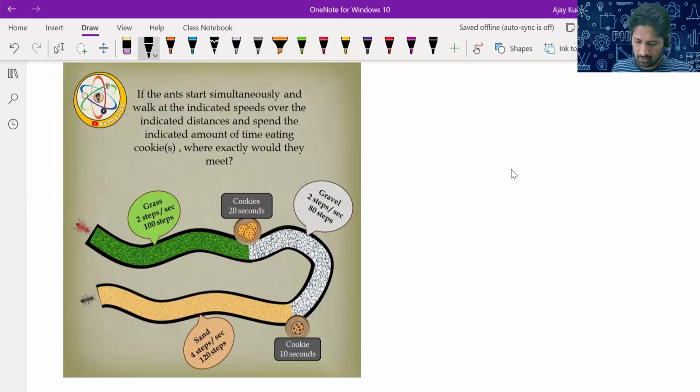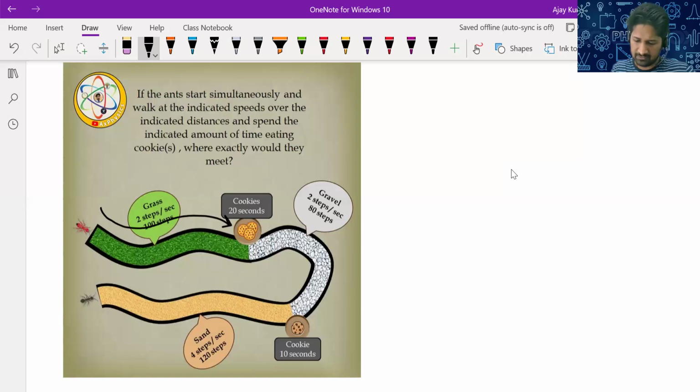So first you found out how much time this ant will take to reach here, right? The red ant will take to cover the grass. That's what you tried for, you found out first, isn't it? Yes, sir. Okay, so see, in grass the distance is 100 steps and the ant moves at 2 steps per second.